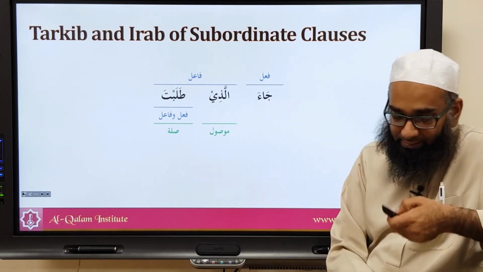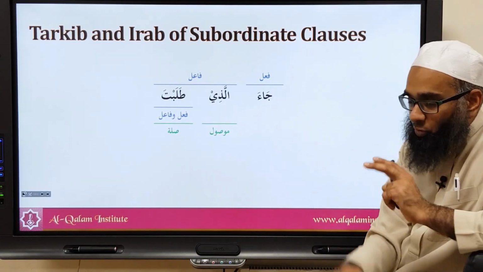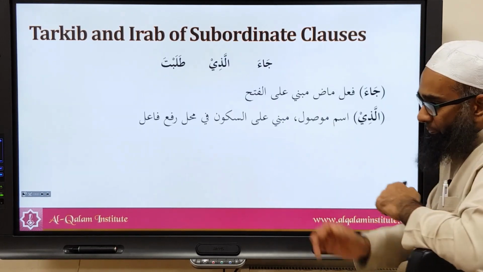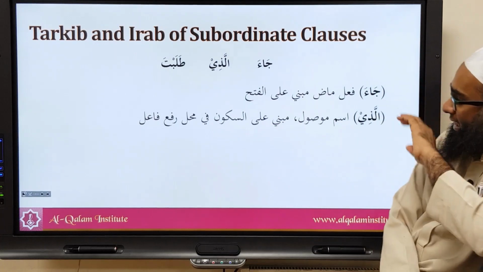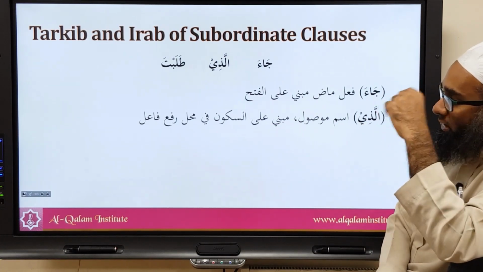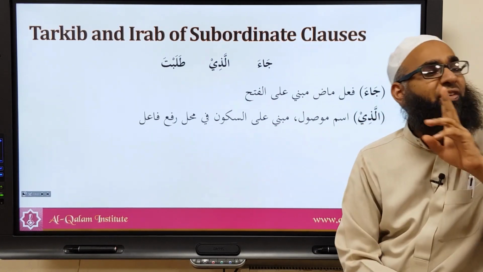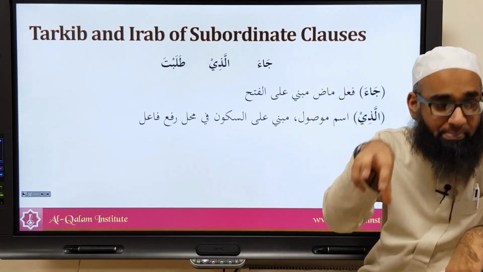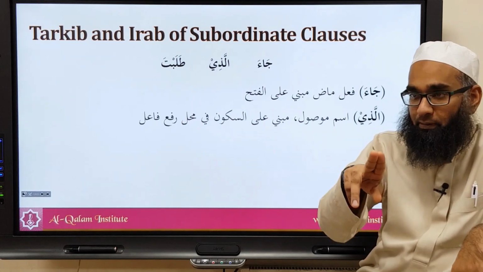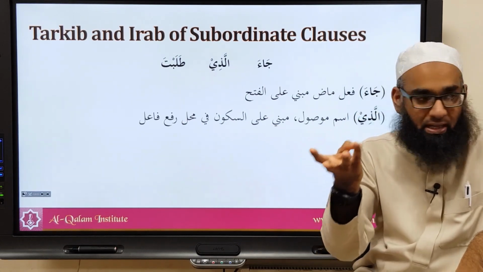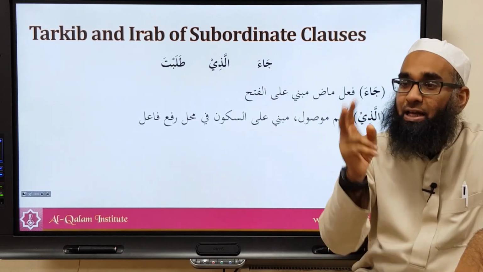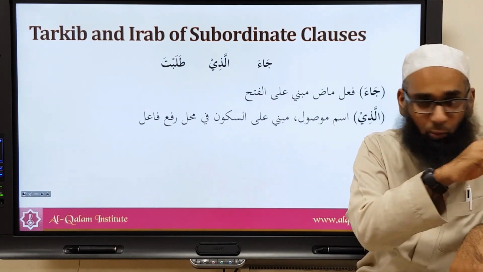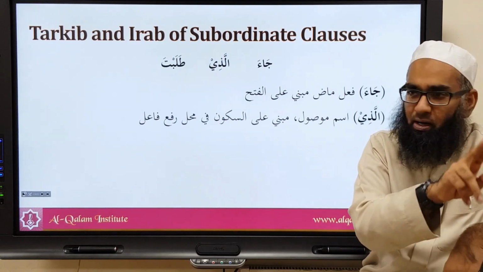Now the tarkib is quite simple. Now I want you to understand it, because it's a bit difficult for those different to how we have understood it. Ja'a is simple. Now what happens now? Alladhi is mawsool, mabniyun ala sukoon, في محل رفع فاعل. The ism al-mawsool itself becomes a fa'il, not mawsool sila. In mastariya, an mastariya, anna, law, hamza taswiya, you say, an wa ma ba'daha fi ta'wili masdarin fa'ilun, or halun, or khabar, or whatever.